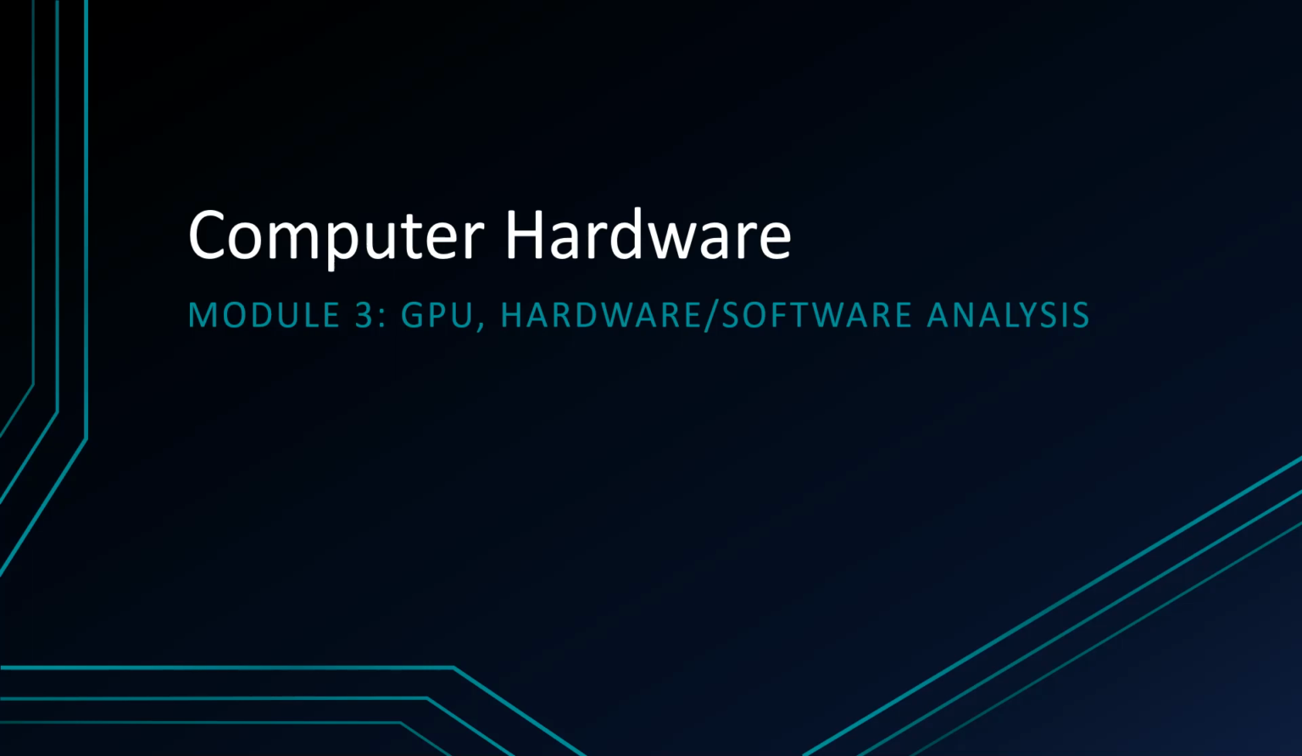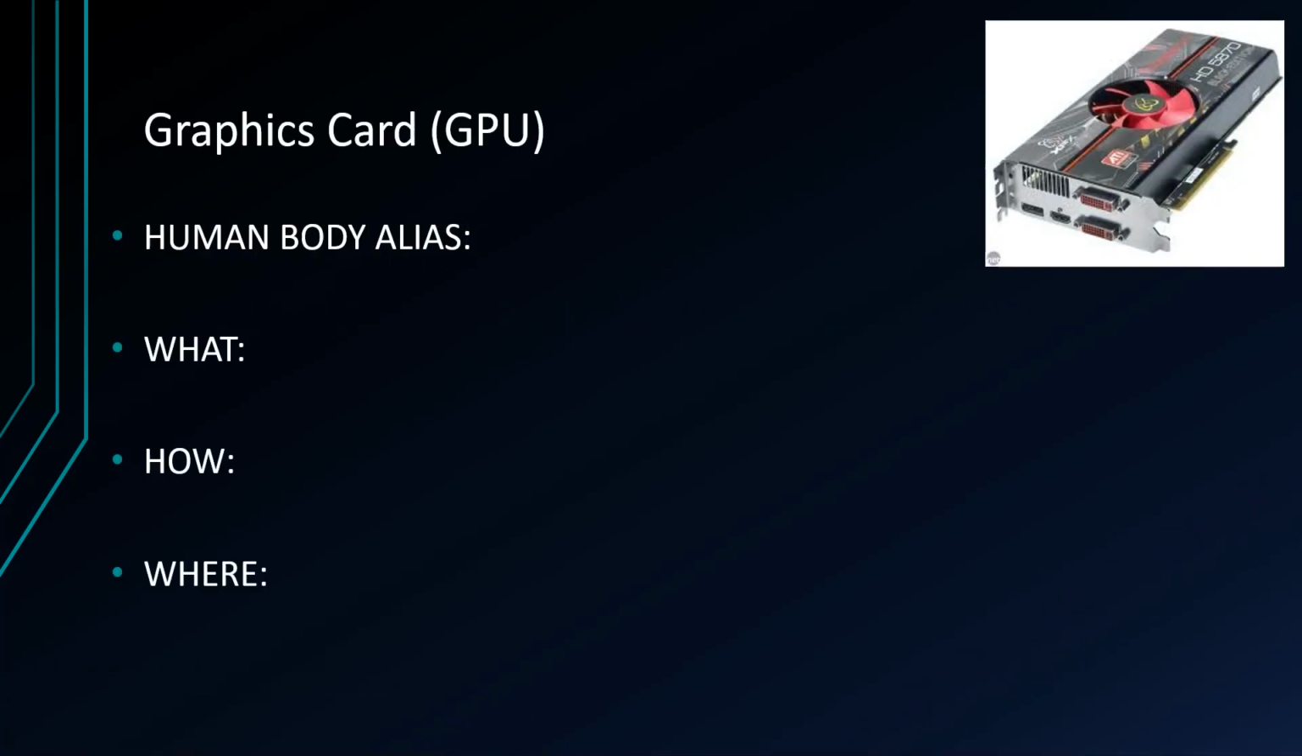And now for the last module in our computer hardware section. Today we're going to talk about the GPU and hardware and software analysis. This is a pretty short presentation to make up for the last one, which was a little bit lengthier than we'd like. So we're going to start off by talking about the final component of our internal hardware components, which is our GPU, or graphics card, also known as the graphics processing unit.